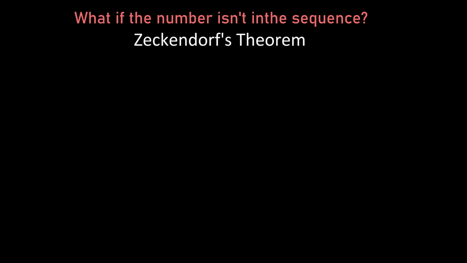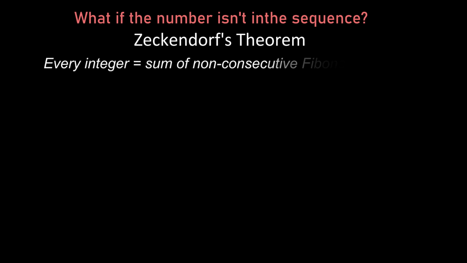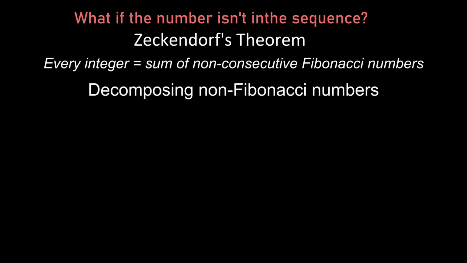But what happens if the number you want to convert isn't a Fibonacci number? Don't worry, the trick still works. We can use a property called Zeckendorf's theorem, which sounds fancy, but it just means every positive integer can be uniquely represented as a sum of non-consecutive Fibonacci numbers. Basically, we just break our number down into Fibonacci numbers that we do know.